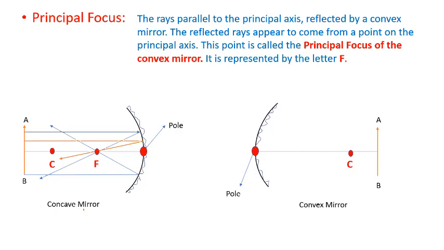Similarly, this is for the concave mirror. We'll study about the convex mirror now. The parallel rays reflected by the convex mirror appear to come from a point on the principal axis. Now we see that a ray of light goes here, touches the reflecting surface, and bounces back. Similarly, we'll take another ray of light, and it bounces back.